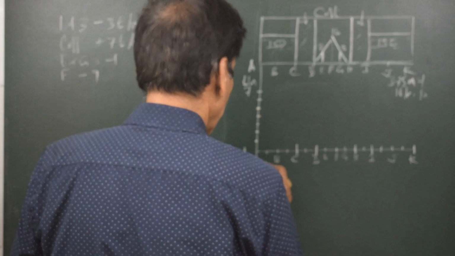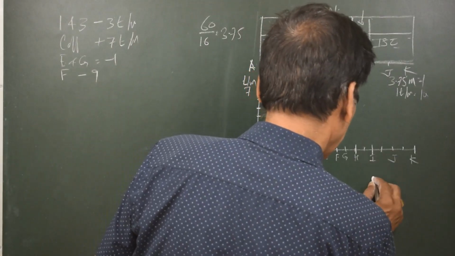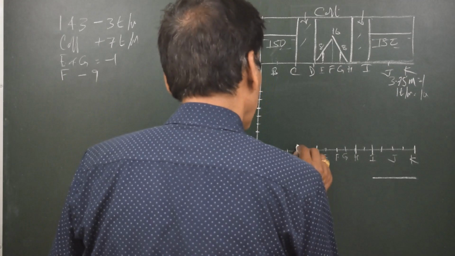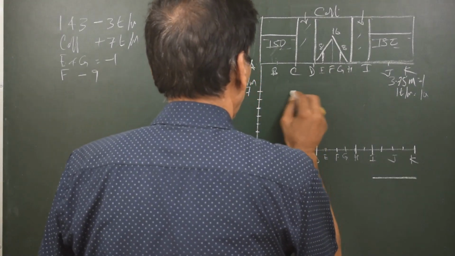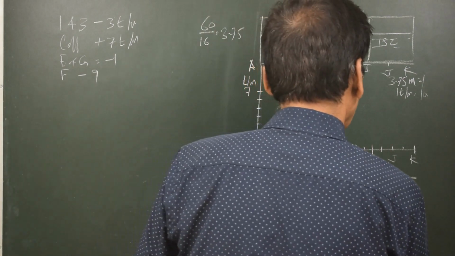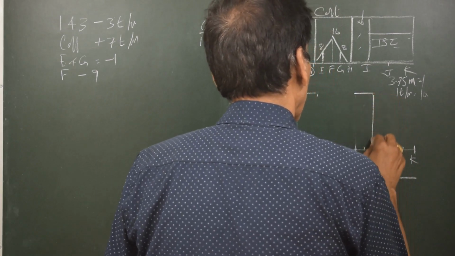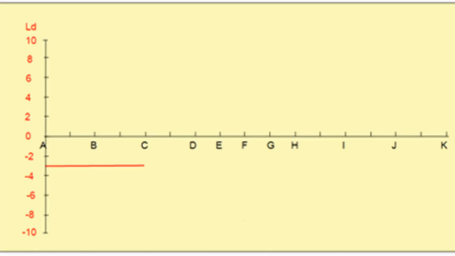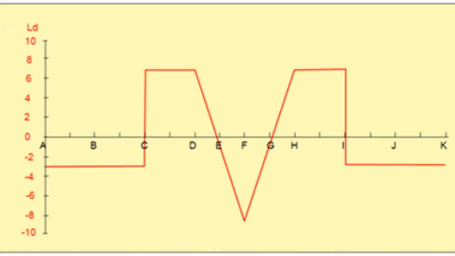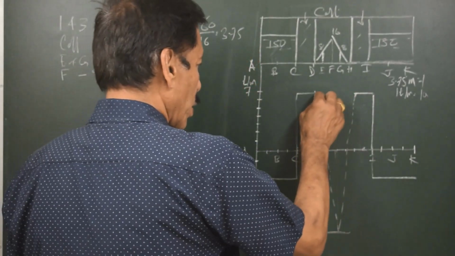Hold number 1 and 3, it is minus 3. 1, 2, 3. Minus 3 is over here. You go this way. And over here, same thing. And in the cofferdam, it is plus 7. So I go vertically up from here. And similarly, I go up like this. At E it is minus 1, G also it is minus 1, and at F it is minus 9. So this is how your load curve is going to look.